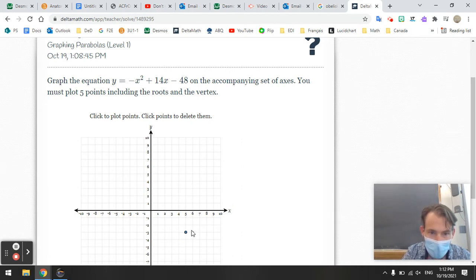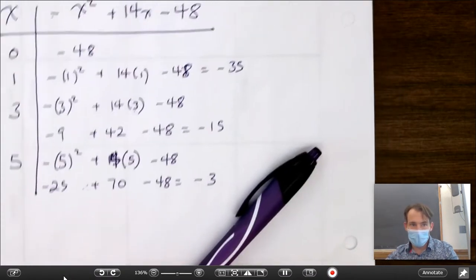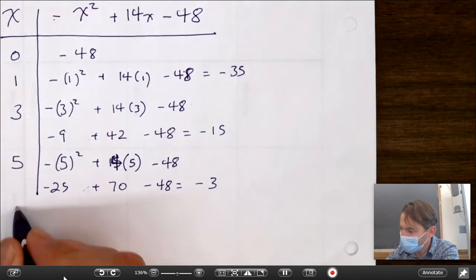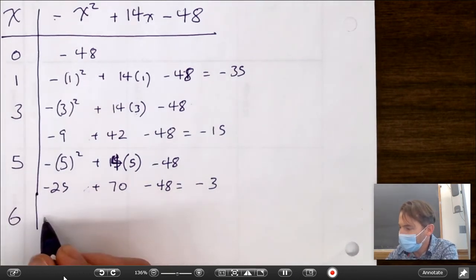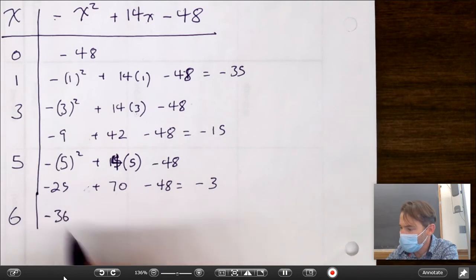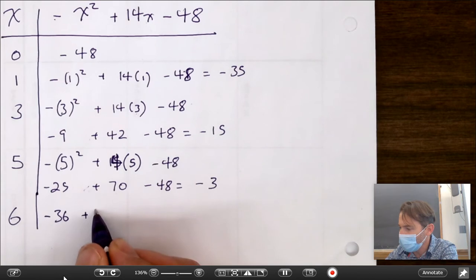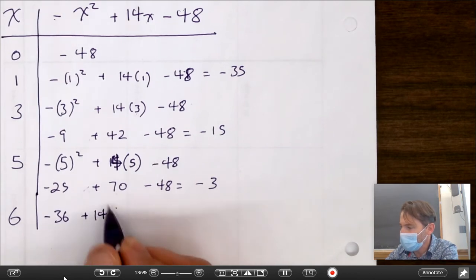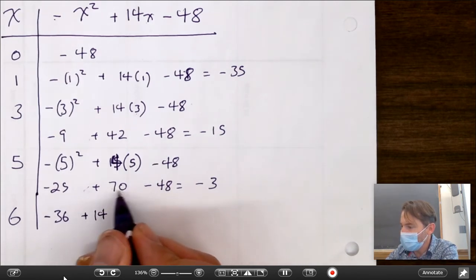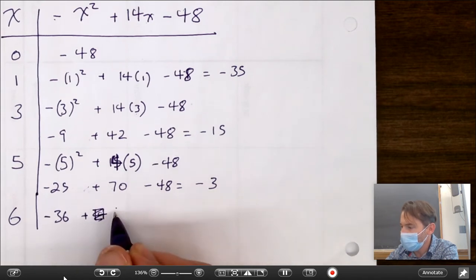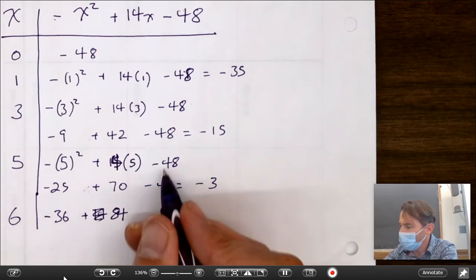All right, now let's investigate 6 and 4, see what we get. Now we're going to get some points we can plot. Okay, so 6 and 4. So I go back over here. Now I'm going to investigate x is 6. So then I have negative 6 squared is negative 36. Then I have 6 times 14, so that's plus 14 times 6. That's going to be 84. 6 times 14 is 84. So negative 36 plus 84 minus 48.